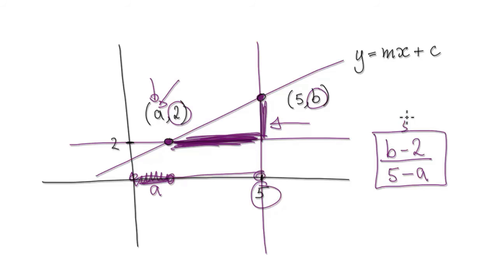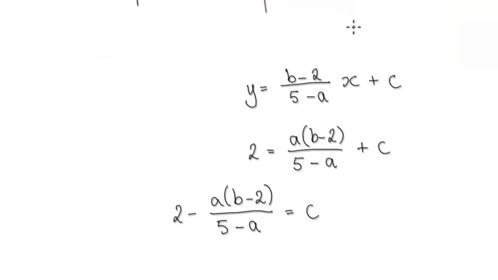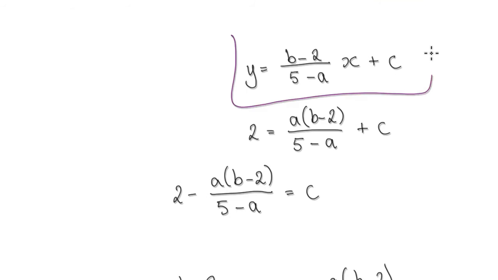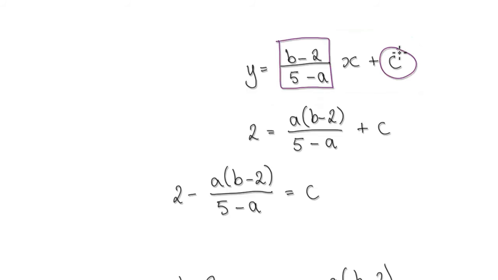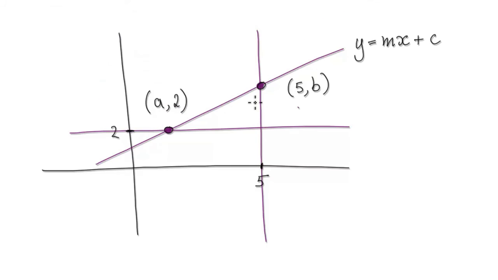So you can now put this into the m here. So this whole thing here would then become this. So this is our gradient here, and now we need to work out the intercept. The intercept is right here, but we don't know where this is, so we need to work out this intercept. To work out the intercept, we can select any point on the line.